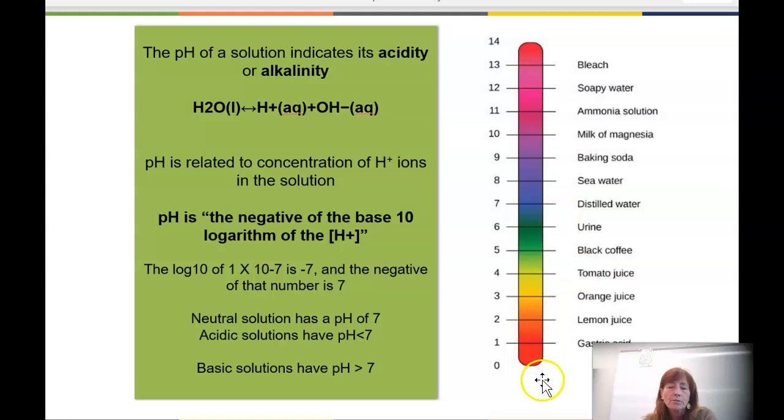So this is a logarithmic scale. It means that every number is representing a 10-fold increase in the concentration of either hydrogen ions or hydroxide ions.